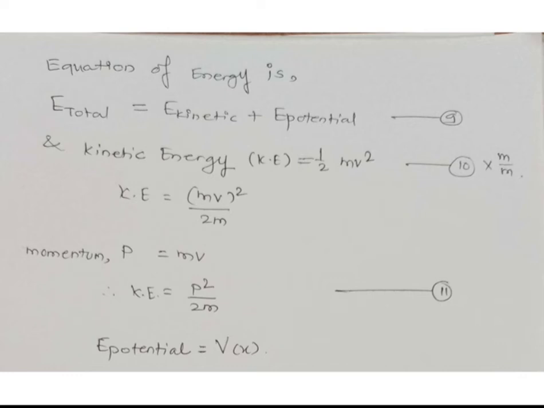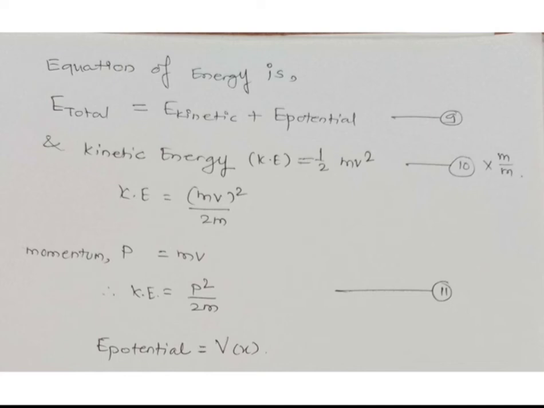Now the equation of energy. As we know, the total energy is the sum of kinetic energy plus potential energy. So this is equation number 9, and kinetic energy is equal to how much? Half mv², where m is the mass and v is the velocity. So this is equation number 10. Multiply and divide equation number 10 by m. So kinetic energy is equal to (mv)² divided by 2m.